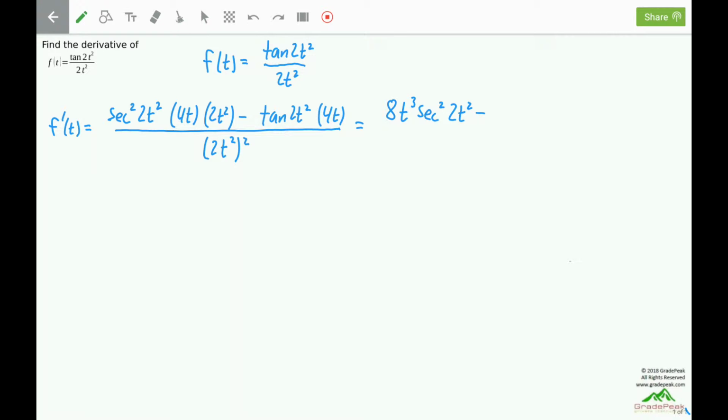And then just the same for this next term, we can bring the 4t to the front. And then we will have tangent of 2t squared. In the denominator, we can actually square 2 squared is a 4. T squared squared, multiply the exponents, 2 times 2 will be t to the 4th.